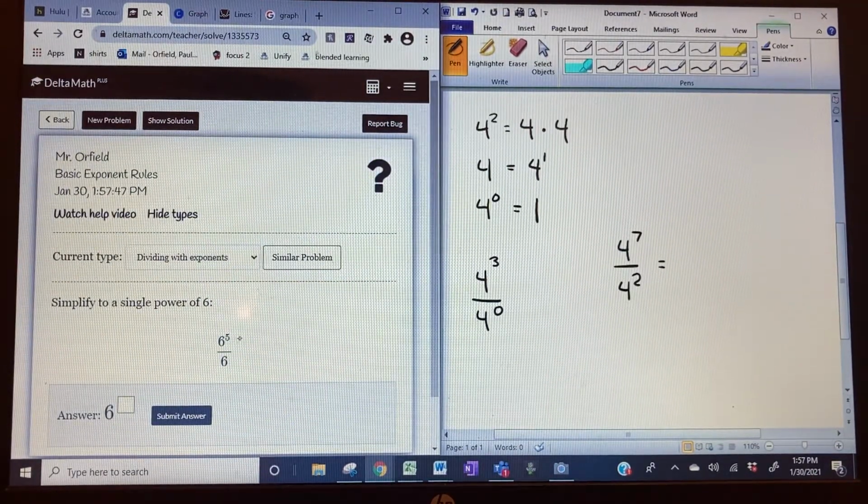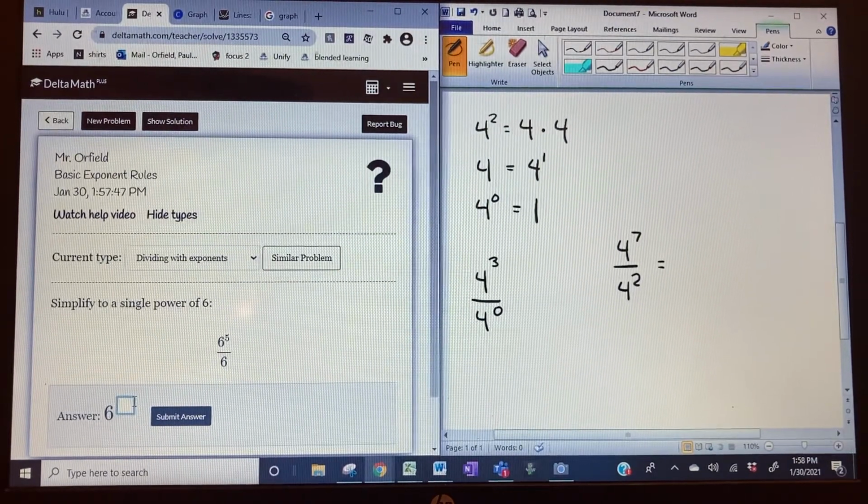All right, and here's one very similar to what I was writing over there, so I won't have to do that one again. So we have 6 to the 5th over 6 with no exponent. Again, if there's no exponent, there's actually an invisible exponent of 1. So this would be 5 minus 1, which is 4. So this would be the same as 6 to the 4th.